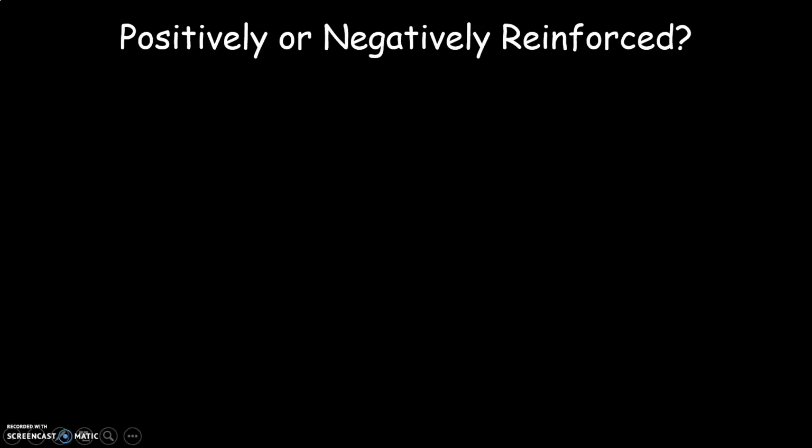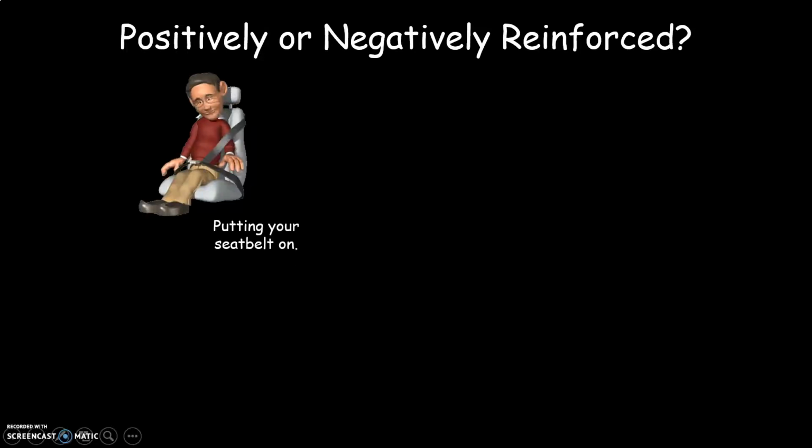Now, these are all examples of reinforcement, so the behavior is always going to repeat. We know right off the bat it's being reinforced, so is something being added or taken away? Okay, so when we put on our seatbelt, what are we really doing? Well, we're putting on our seatbelt to avoid injury, or to avoid a ticket, or to stop that beeping noise in our car. So the action of putting on your seatbelt is actually going to be a negative reinforcer.